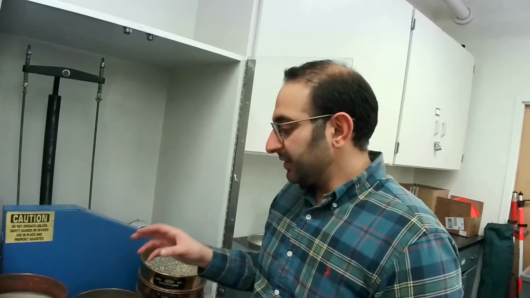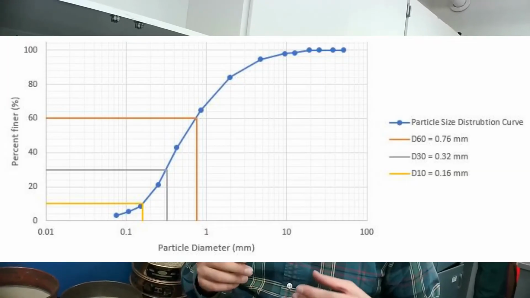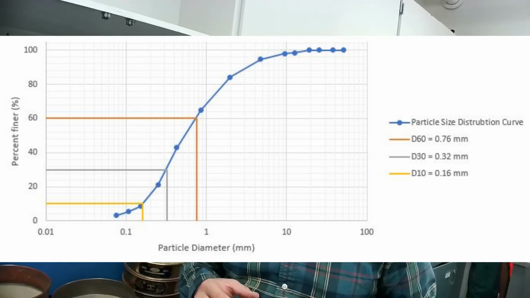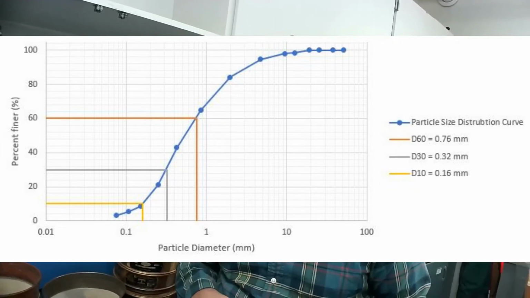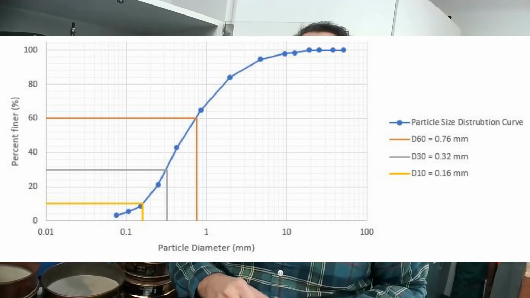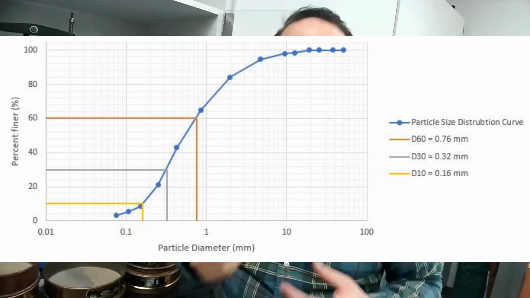So with these masses that we have measured now with the scale, we can construct the grain size distribution curve for the coarse particles, right? We'll still need to analyze the fine particles through the hydrometer test and add that data to the grain size distribution curve.